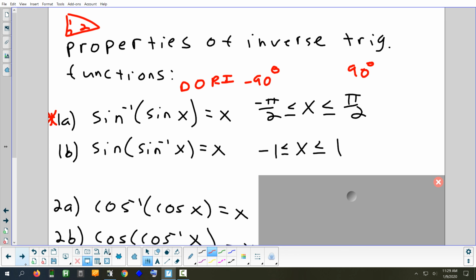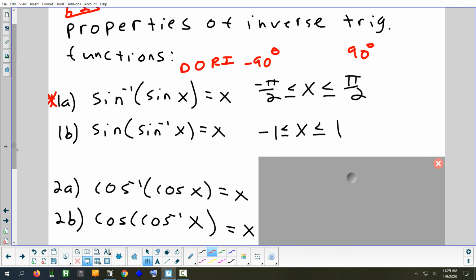Or not, Dory. Okay, so in 2a and 2b, let's see what the condition would be. Think of the domain of the original, or think of the range of the inverse, for formula 2a.